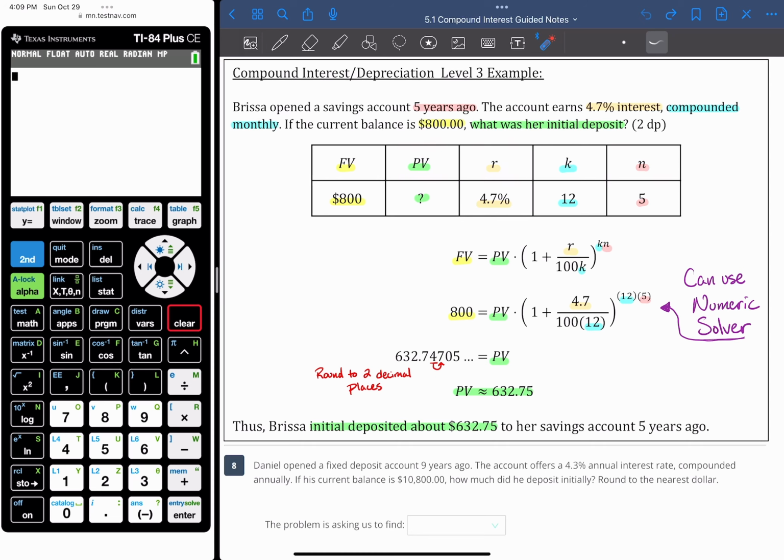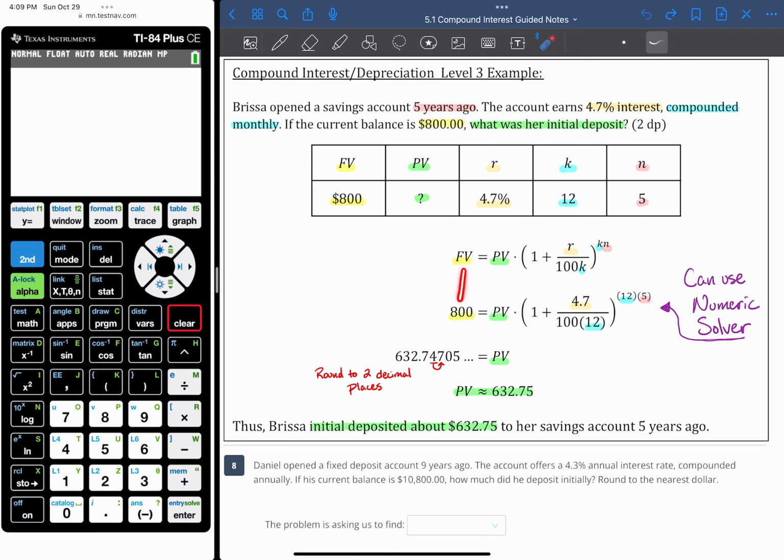So how much is there in the account right now after 5 years? It's 800. So this is the final value that is in the account after how many years? 5. How many times is it compounding? 12 times. What is the interest rate? 4.7%. So now we have everything we need to use the compound interest formula.